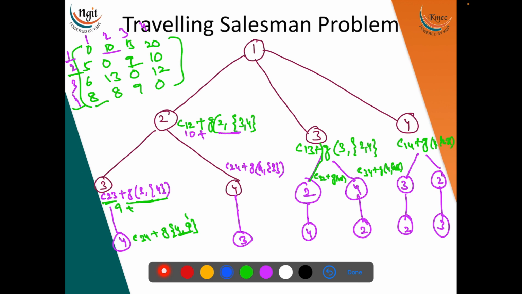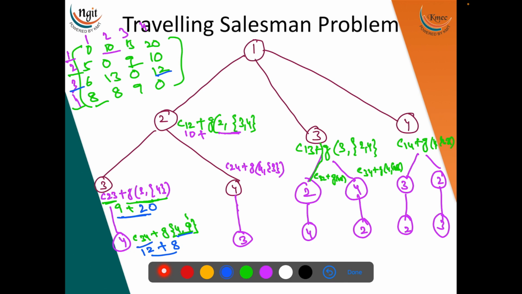8. So C34 cost is what? C34 cost is 12. 12 plus the 4 comma 1 cost, which is 8. 12 plus 8 is what? 20. Now send 20 up. So this 9 plus 20 is 29.